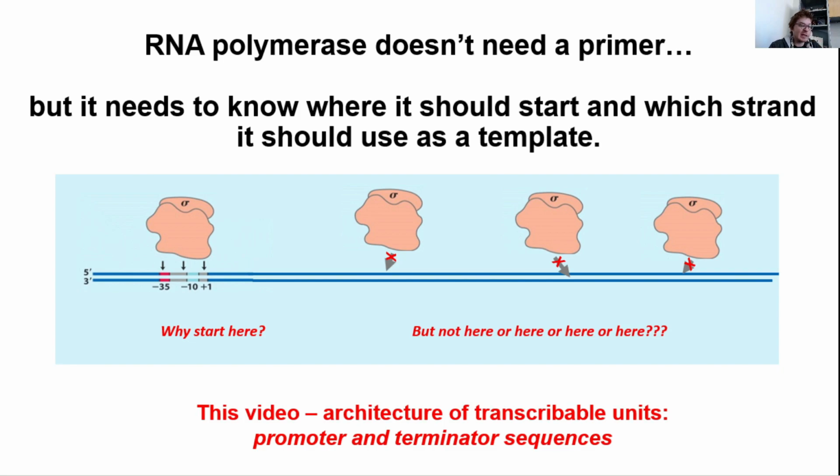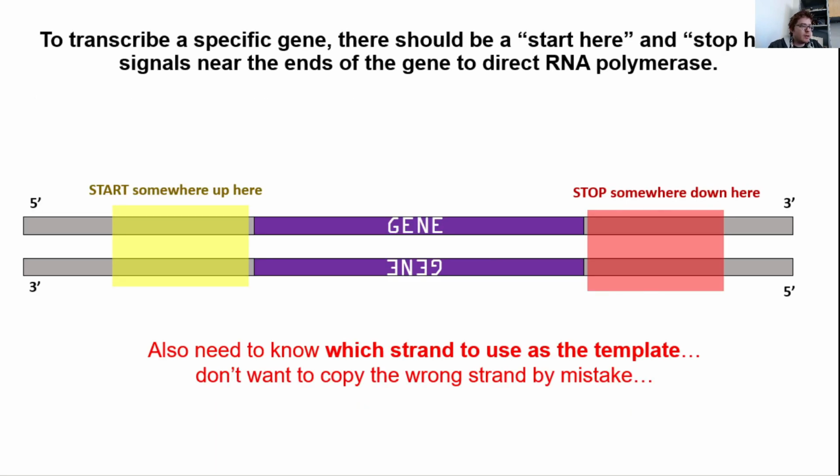And so in this video, we're going to talk a little bit about the architecture of the units of the genome that are transcribable and what are called the promoter and terminator sequences that can specify where RNA polymerase should start and where it should stop. And so, to think about this again conceptually for a minute, to transcribe any specific gene or any specific region of the genome, what we would really expect is that there should be a start here and a stop here signal near the ends of the thing that we want to transcribe in order to direct RNA polymerase.